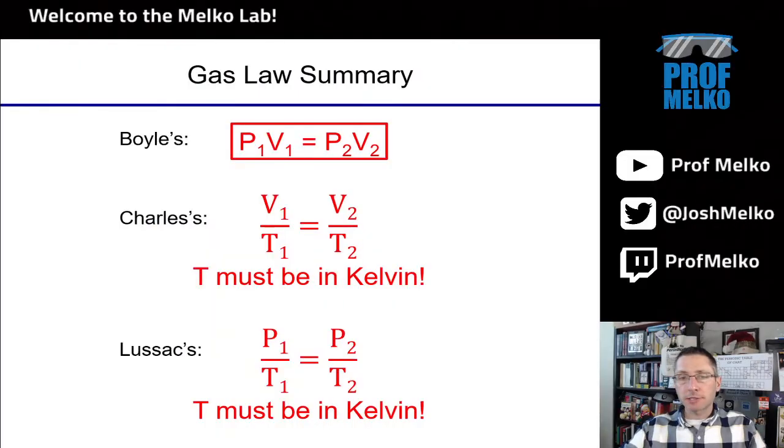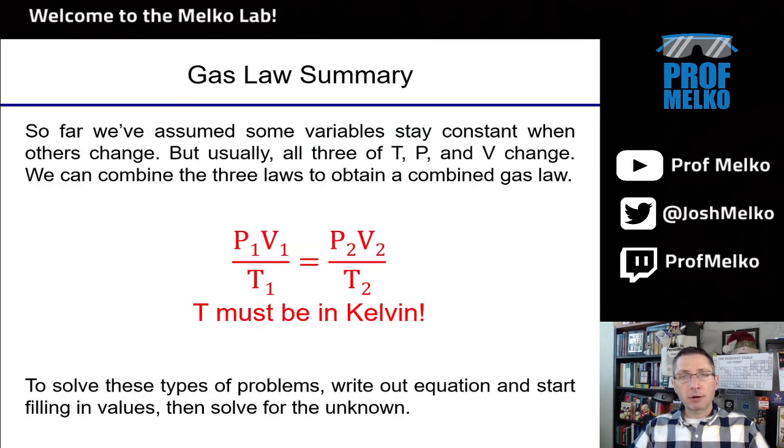So here are the gas law summaries that we talked about in previous lectures. You might remember from a previous video where we talked about Charles, Gay-Lussac, and Boyle, and had these different equations: P1V1 equals P2V2 for Boyle, V1 over T1 equals V2 over T2 for Charles, and P1 over T1 equals P2 over T2 for Gay-Lussac. It turns out we can combine all these together to make a combined gas law: P1V1, like Boyle's, over T1, like Charles, equals P2V2 over T2.